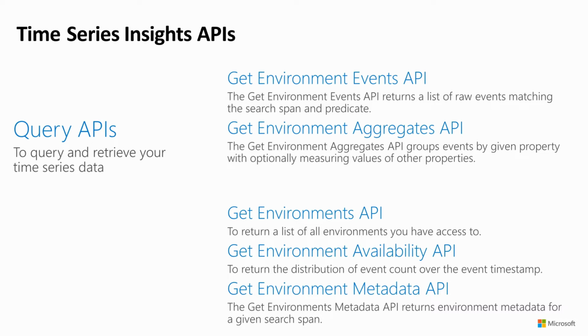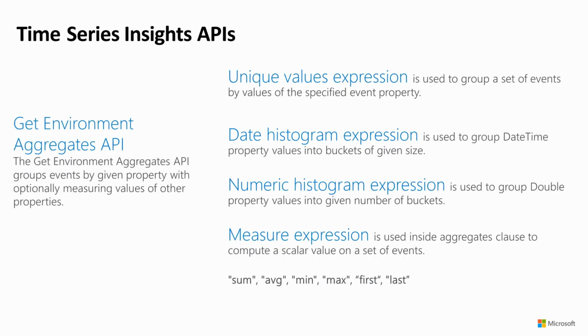Understanding which environments you have access to, getting a distribution of event counts over an event timestamp, and finally getting metadata associated with a given search span. Now, of these APIs, the slash aggregates is probably the one that most of our customers use on a frequent basis. Now, I'd like to spend a little bit of time talking about our aggregates API.